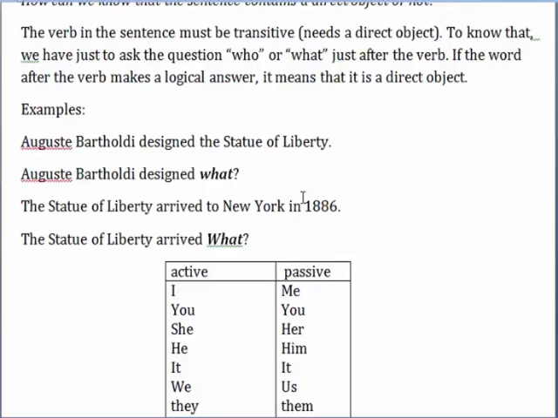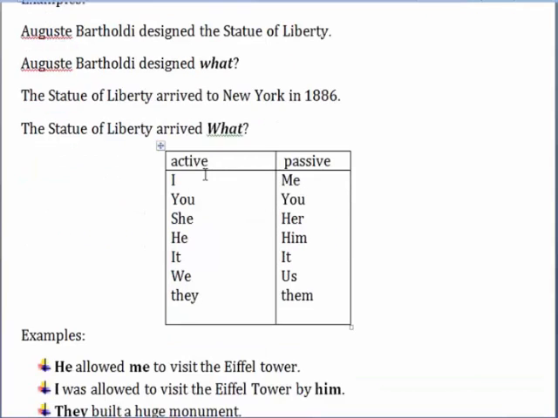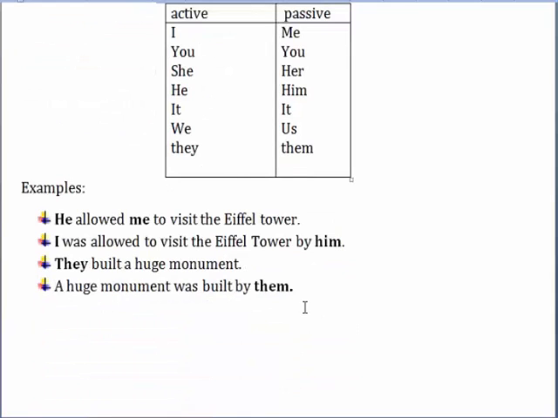Okay? So there are some changes in the subjects if you turn the sentences from active to passive or from passive to active. I becomes me. You stays you. She turns out to be her. He, him. It stays it. We, us. They, them. Examples: he allowed me to visit the Eiffel Tower.